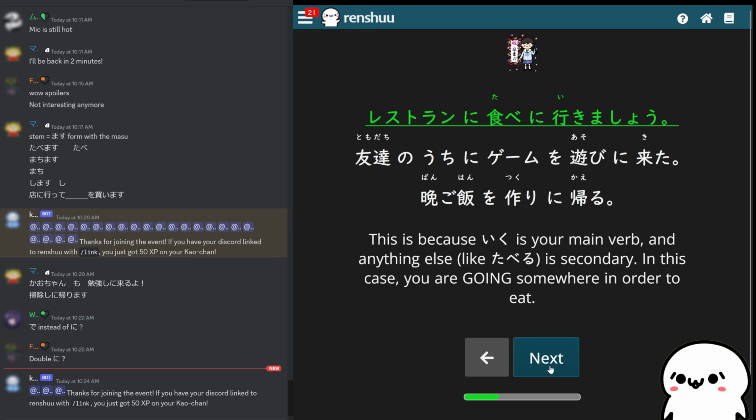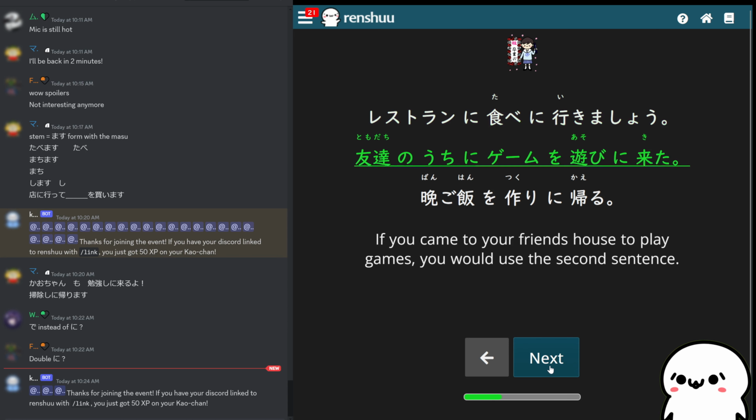So similarly, let's look at this second example. If you're talking about, oh, my friends came to my house to play games. The sentence is talking about the coming. The asobi ni is talking about why they came. But the action here, the action we're talking about is the movement. So again, we don't say uchi de, we say uchi ni.